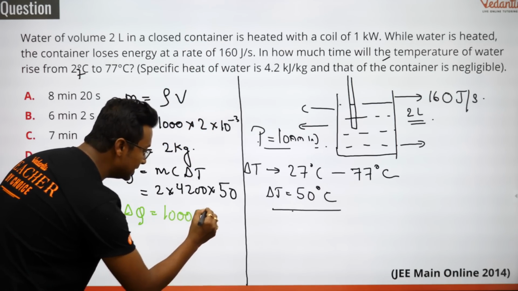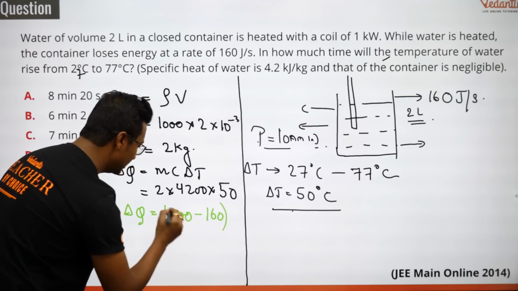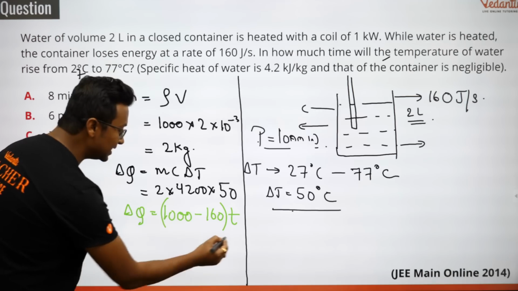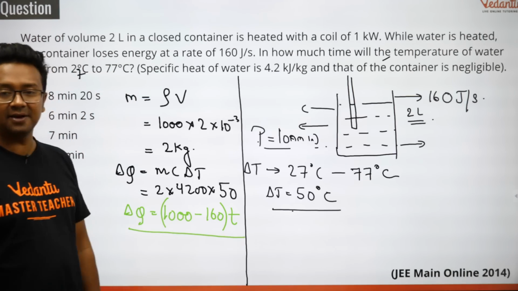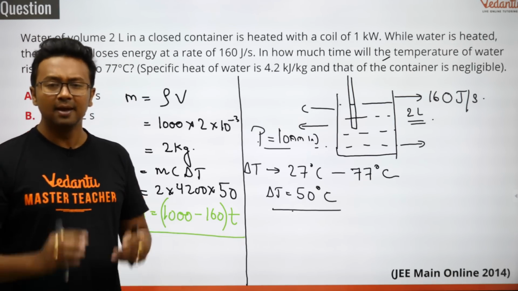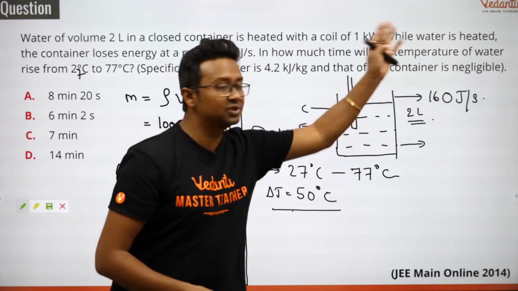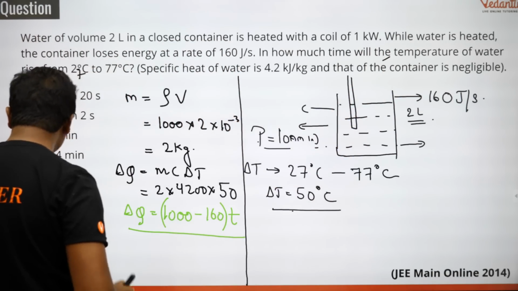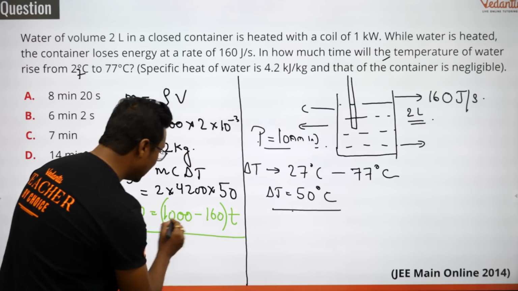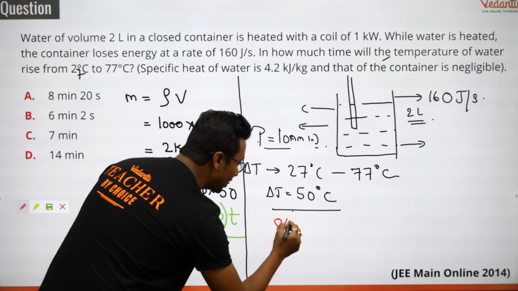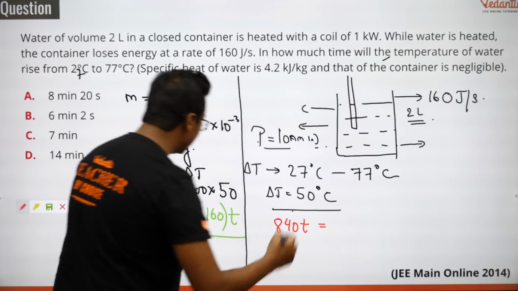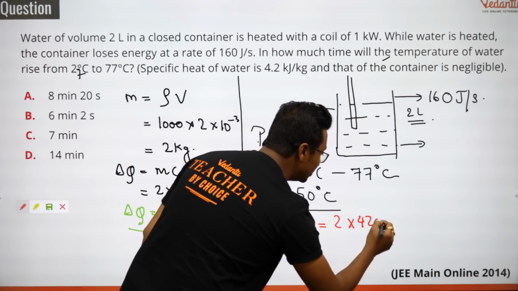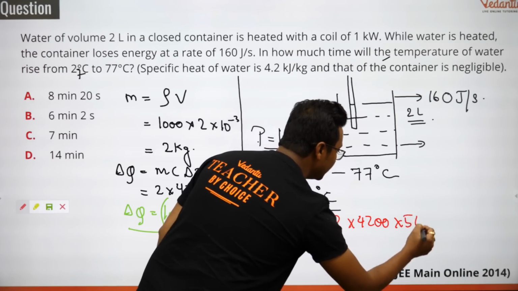1000 minus 160, and let's say it is supplied for time T. So this is the net energy that is provided by the heater, taking into consideration that some energy is getting lost to the surroundings. So students, combining both of these together, what do I get? 1000 minus 160, 840 into T is equal to 2 into 4200 into 50.